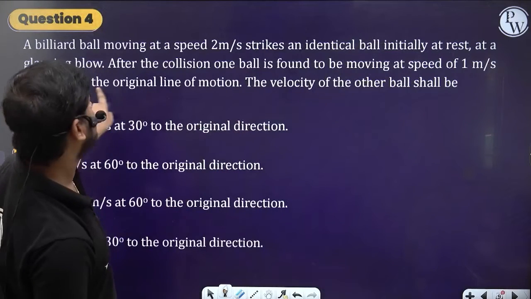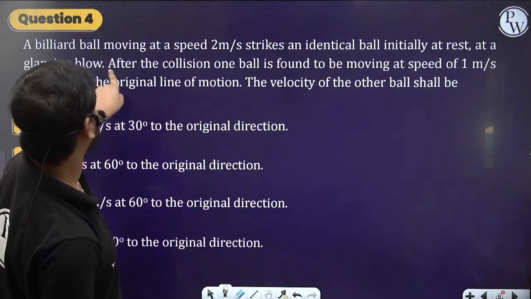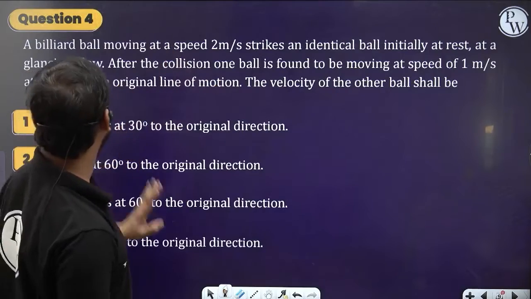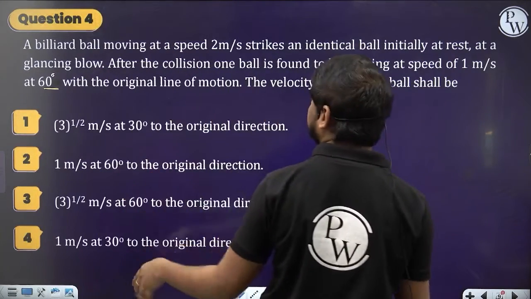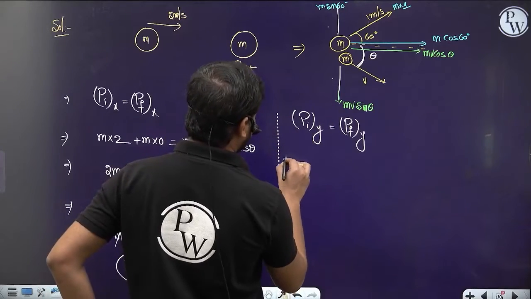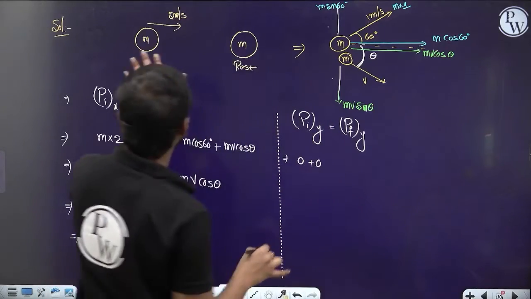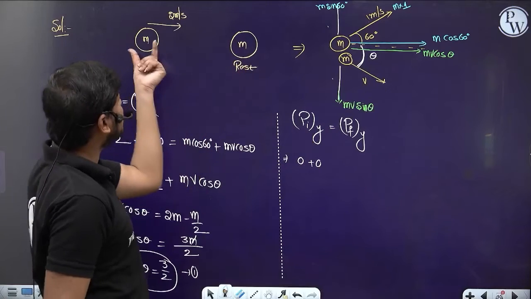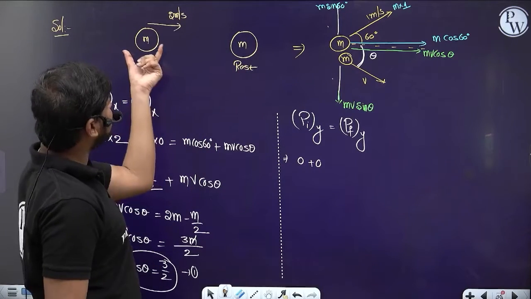They said it is found to be after the collision. So consider the collision is elastic. They did not mention it, but you can consider the collision is elastic here, right? Then the initial momentum in the y direction is 0, because they both are moving in the x direction. It is not moving in y at all, so its momentum in y is 0.